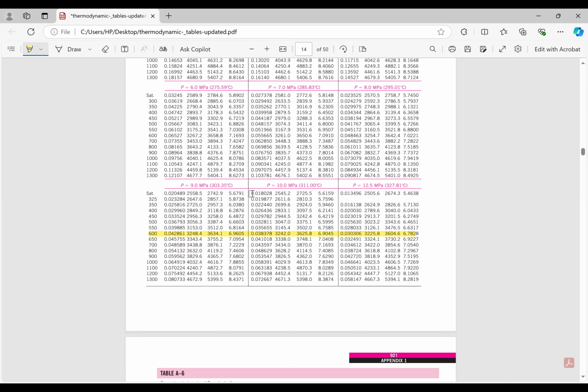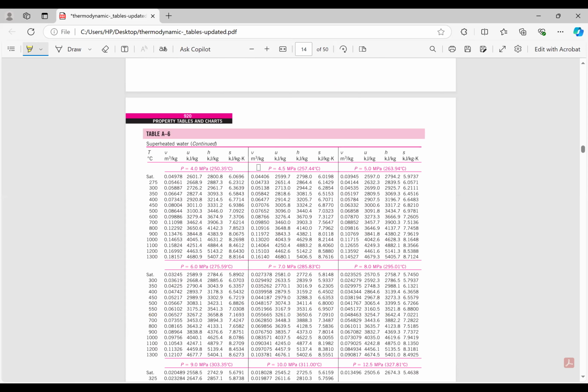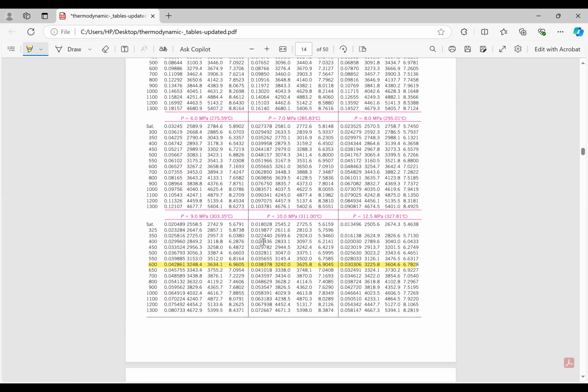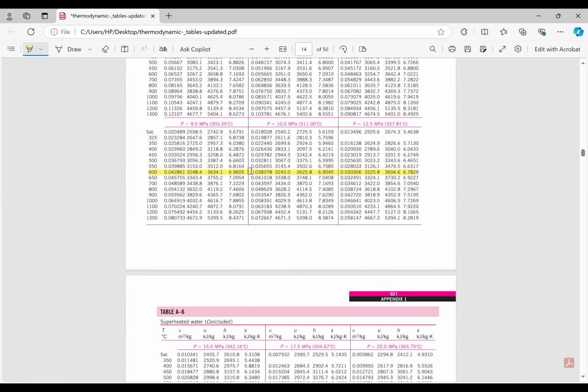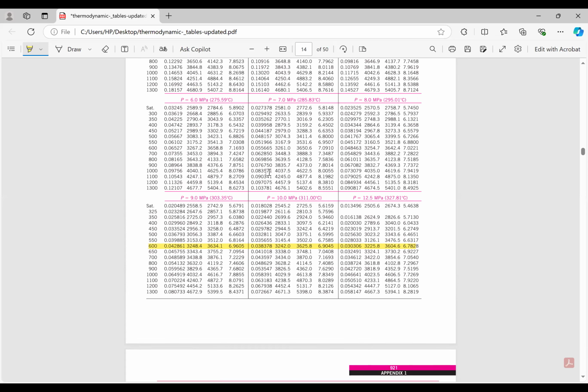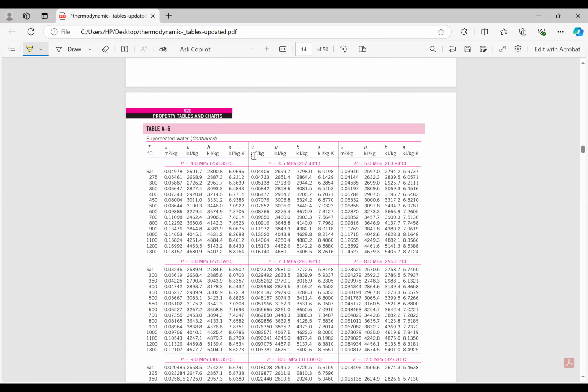And we're told to find the specific volume at 10 megapascal. So specific volume is the first column. So that means that my value is going to be 0.03837. And then our unit is meter cube per kilogram. Is that okay?